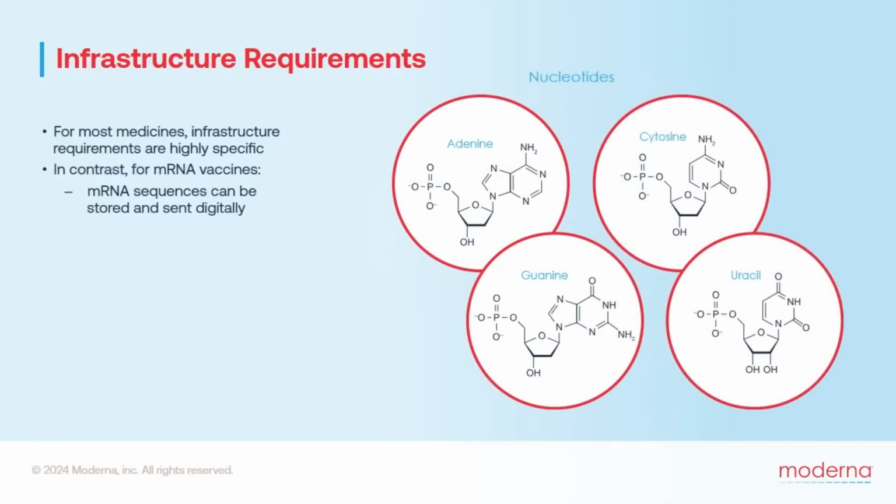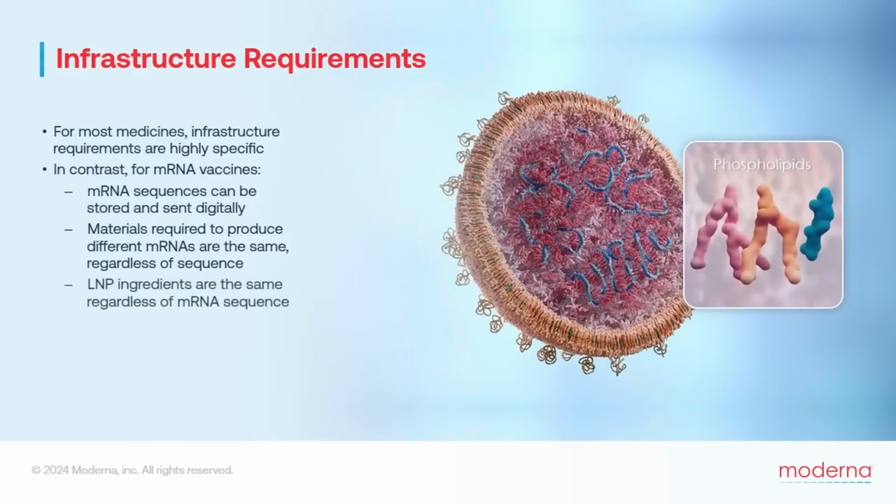Because all mRNA molecules are made of just 4 building blocks, the materials required to produce different mRNAs are the same regardless of their final sequence. Similarly, the ingredients and processes for making lipid nanoparticles are the same regardless of the mRNA sequence or sequences being encapsulated. This makes it very simple to replicate the entire process for local production and distribution.